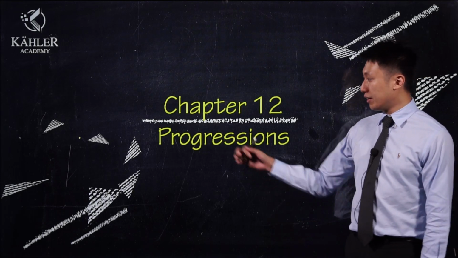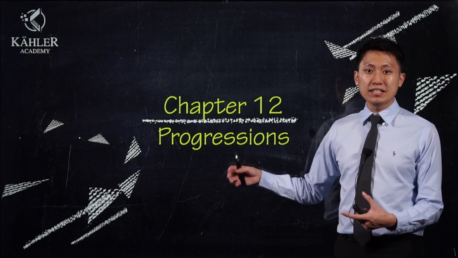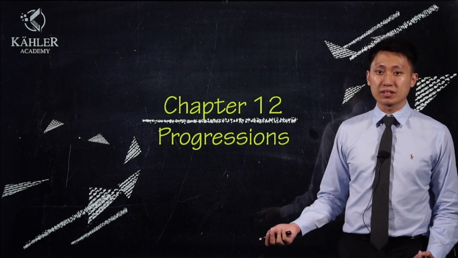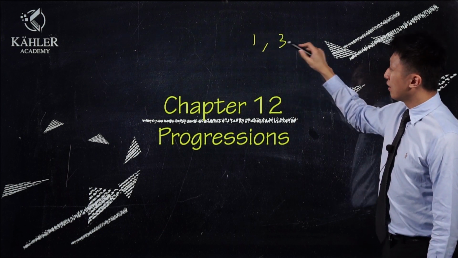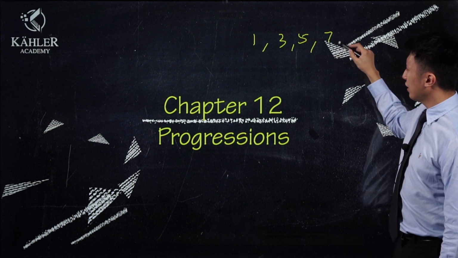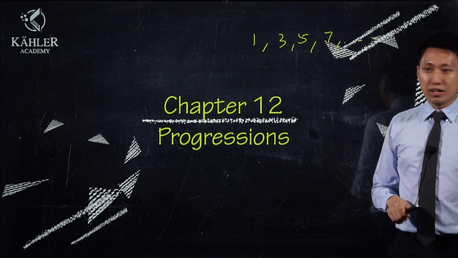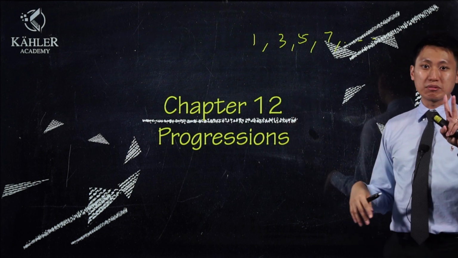Okay, what you can learn in progressions is that progression is actually a fancy word, but it just means a sequence of numbers. So let's say something like 1, 3, 5, 7, dot dot dot. So this one is called a progression. I will talk about this in detail later.